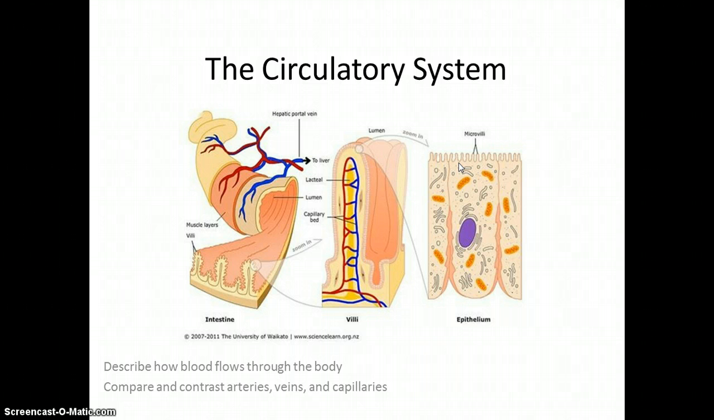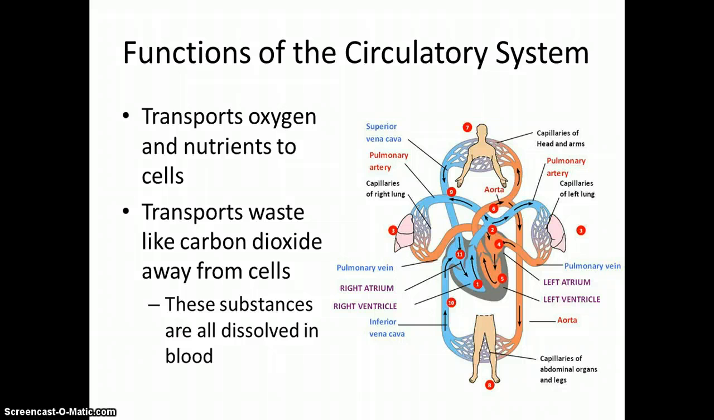Now we'll find out what happens to the nutrients after they enter the bloodstream. Capillaries are part of the circulatory system. Its job is to transport nutrients and oxygen to cells. It also takes carbon dioxide and other waste away from cells, where it will be disposed of, whether it's through urine, sweat, or your lungs, where you breathe out carbon dioxide.